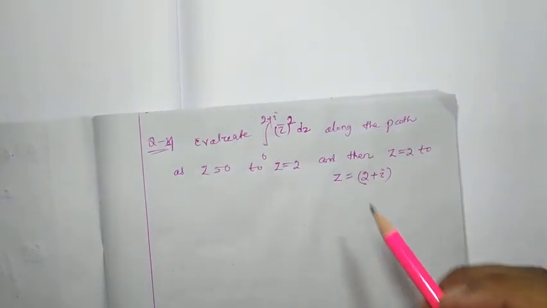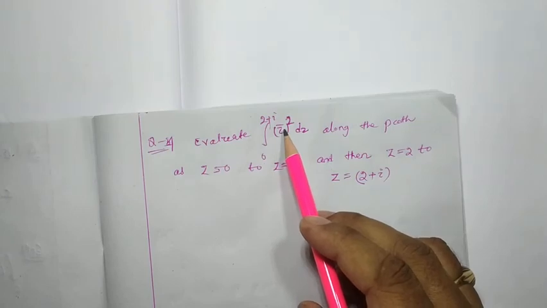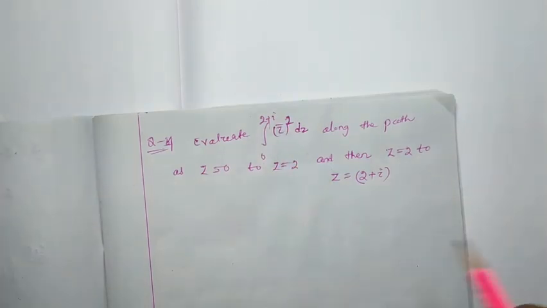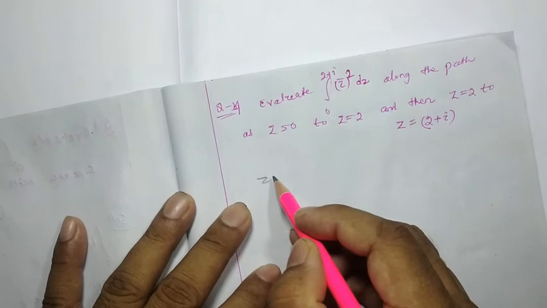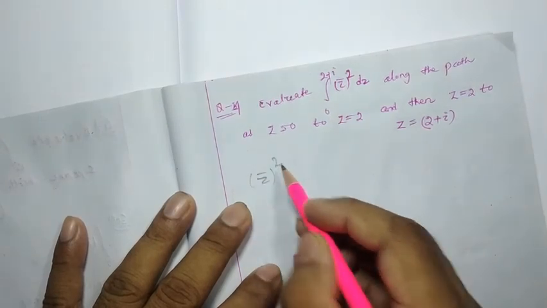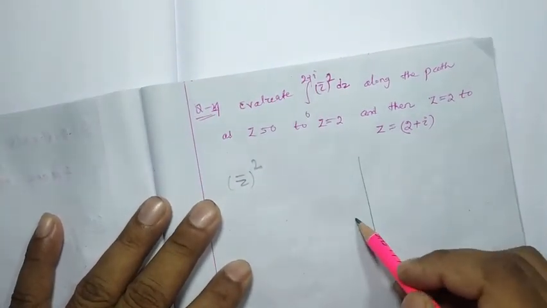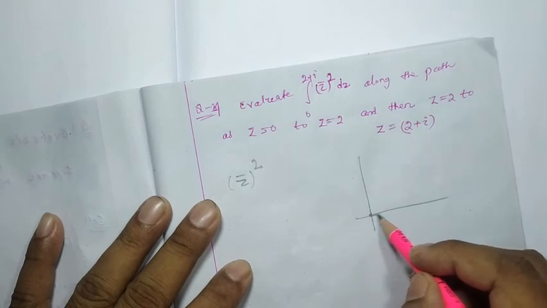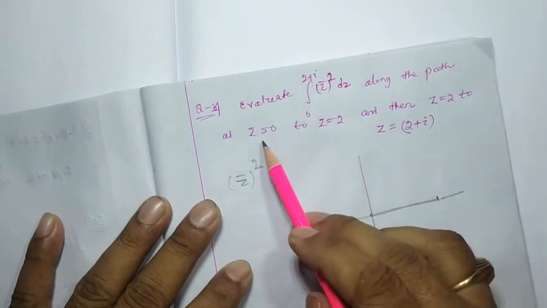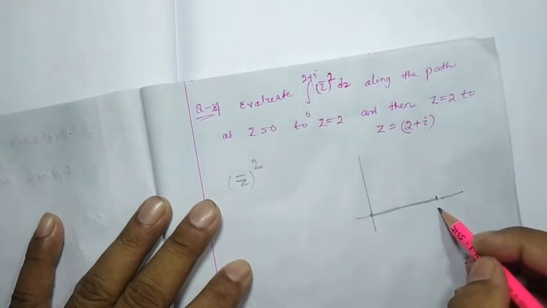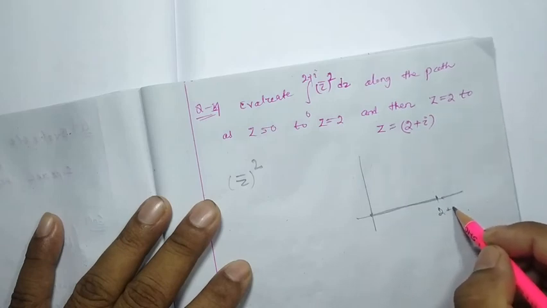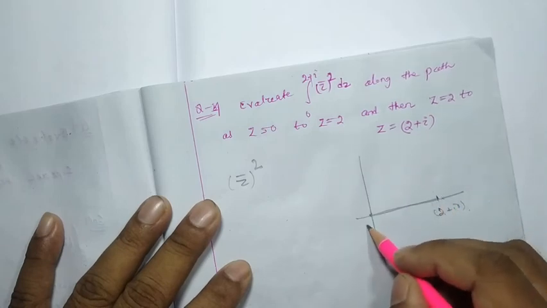So here is one question I have given you that you have to do by yourself. In the next class we are going to discuss it. This is the complex conjugate square. Complex conjugate square. Okay, and this changes from z equal to 0 to z equal to 2. First path z equal to 2, okay, 2 means 2 plus i0. Z equal to 0 means 0, 0.